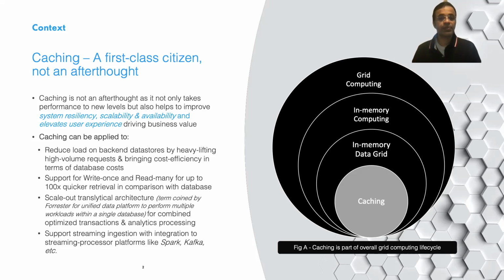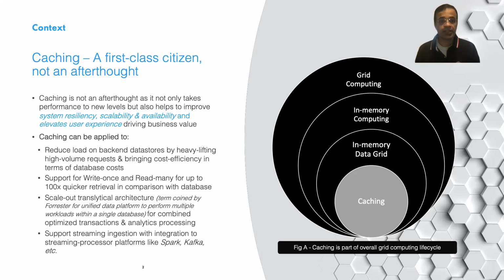Okay, so in today's modern architecture, caching is a first-class citizen. You don't have to think about caching after you see your performance test results. To be honest, you have to start thinking about caching as a first-class citizen because it not only improves the performance, but it also improves the resiliency of your application, scalability, availability, and entire user experience because users get the faster response time.